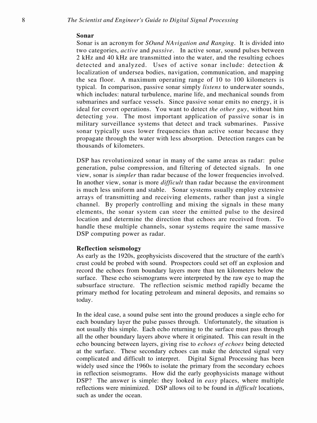This can result in the echo bouncing between layers, giving rise to echoes of echoes being detected at the surface. These secondary echoes can make the detected signal very complicated and difficult to interpret. Digital signal processing has been widely used since the 1960s to isolate the primary from the secondary echoes in reflection seismograms. How did the early geophysicists manage without DSP?